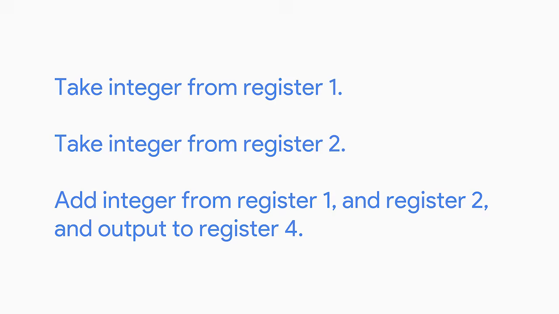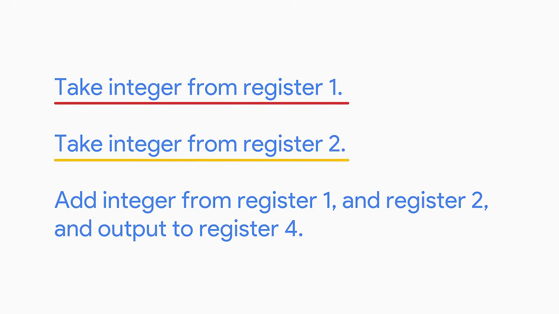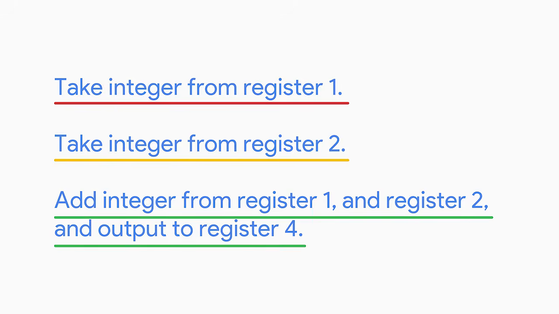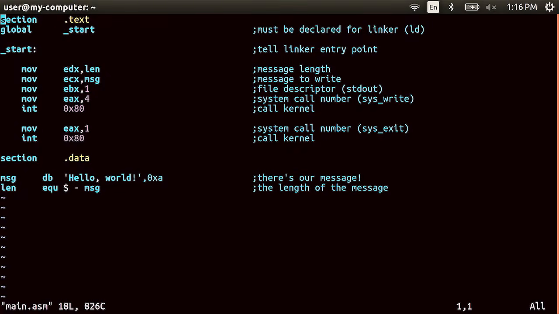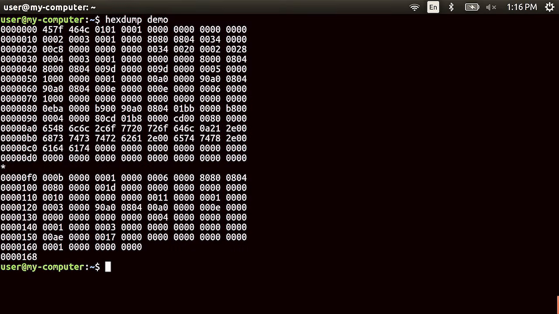Instead of generating binary code, computer scientists could program using machine instructions, just like this. Take integer from register 1, take integer from register 2, add integer from register 1 and register 2, and output to register 4. This example makes it look like a human could read it. But don't be fooled. Let's take an example of saying something simple like hello world in assembly language. It looks pretty robotic. Don't get me wrong, that's still an improvement over its binary code cousin.